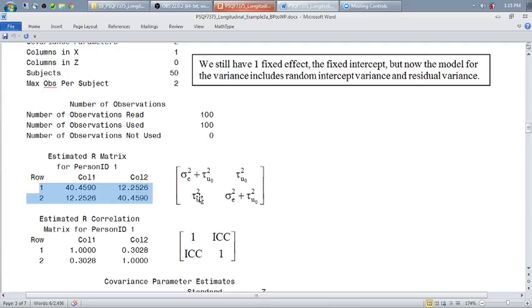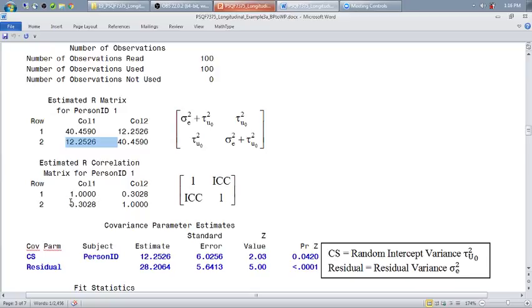We're saying the only reason that pretest and posttest would be related is because some people are just higher all the time, and that's it. There's only one reason for the correlation between occasions, and it's this. So the covariance that's given on these off diagonals is the random intercept variance, which is the 12 here. And if you convert that to a correlation, it works out to be 0.3. And that is our intraclass correlation.